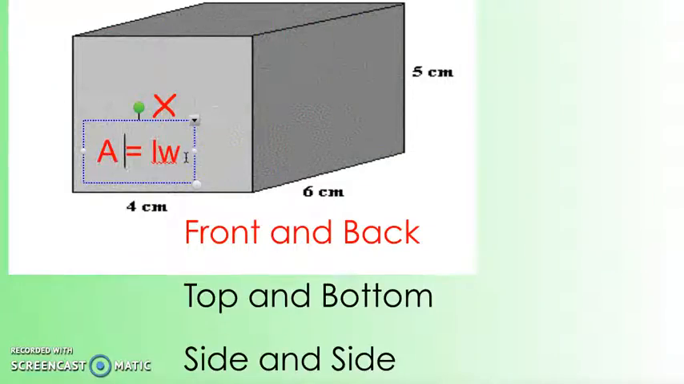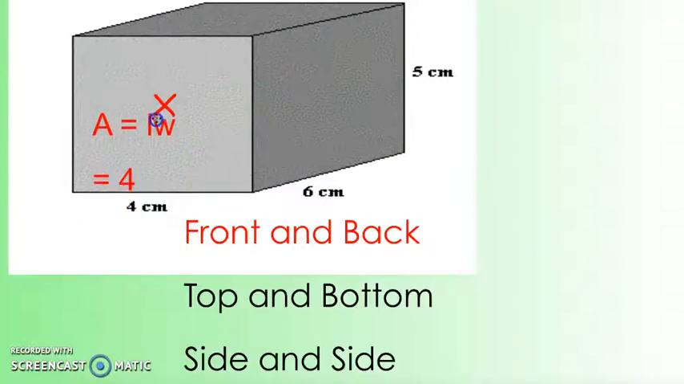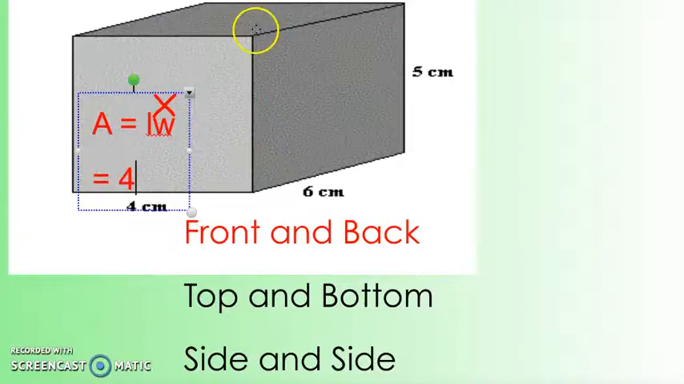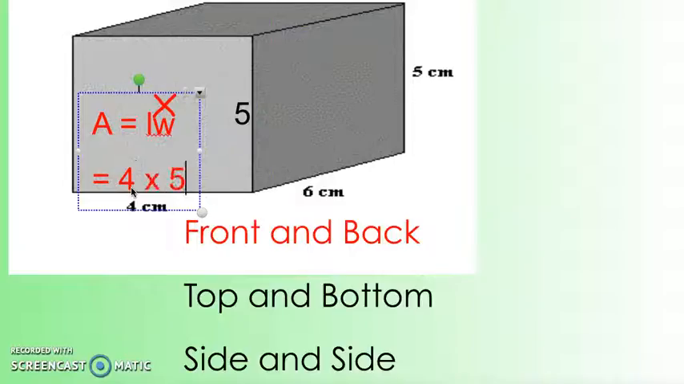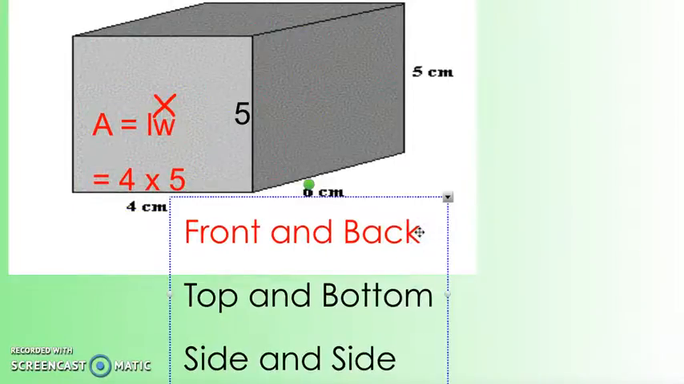Yep, the length is 4. So let's take 4. And then what would be the width? How could I figure out this right here? Yeah, if I just look straight back, do you notice that this side is the same length as this? So that means that this side is 5. And so I am going to use that as part of my formula. So I'm going to take 4 times 5, and the answer is 20.